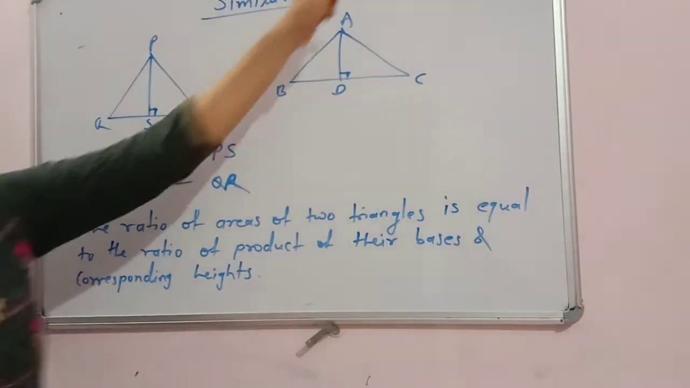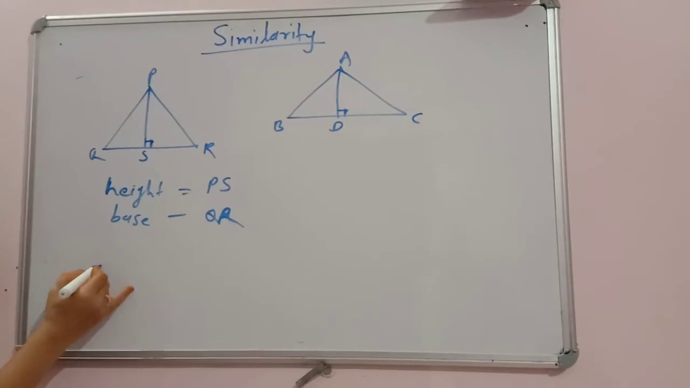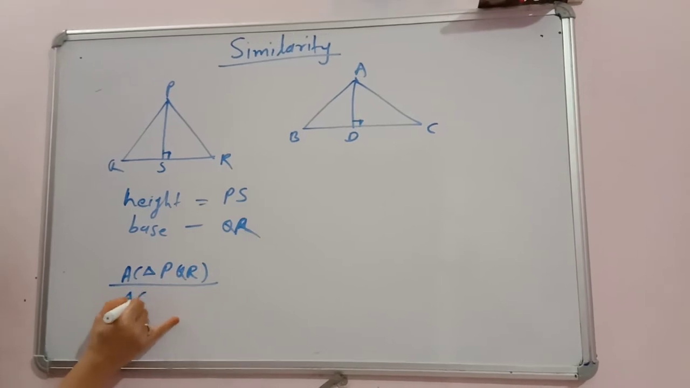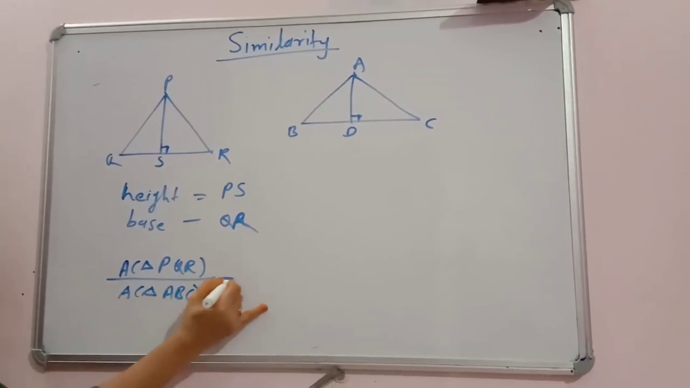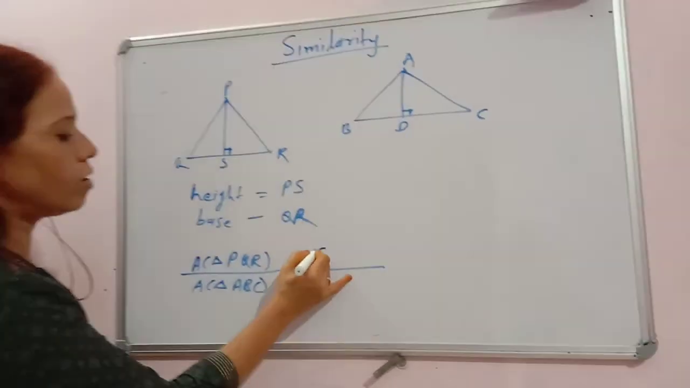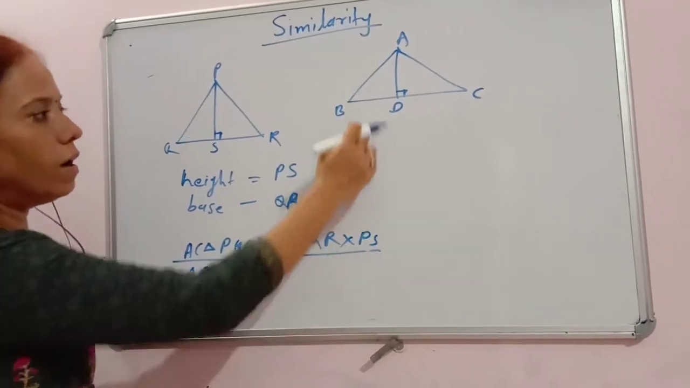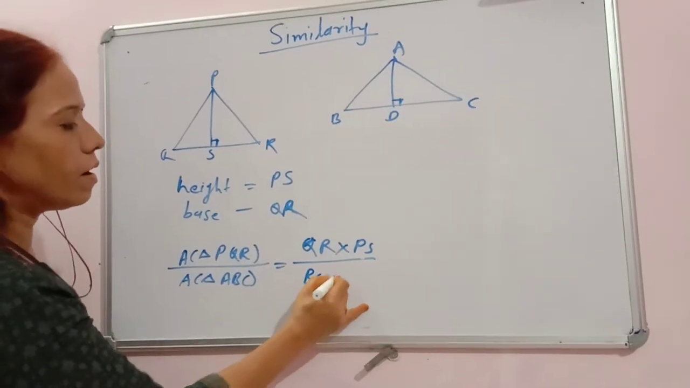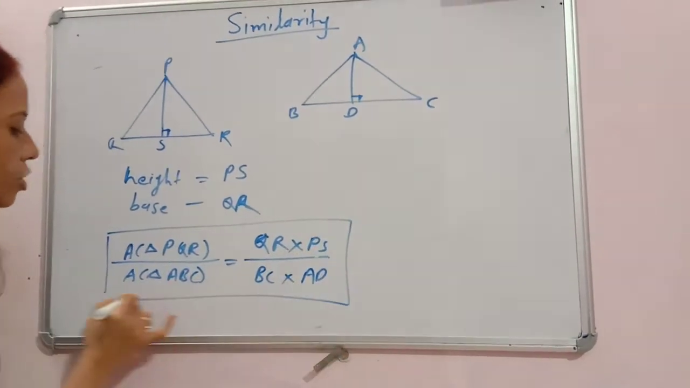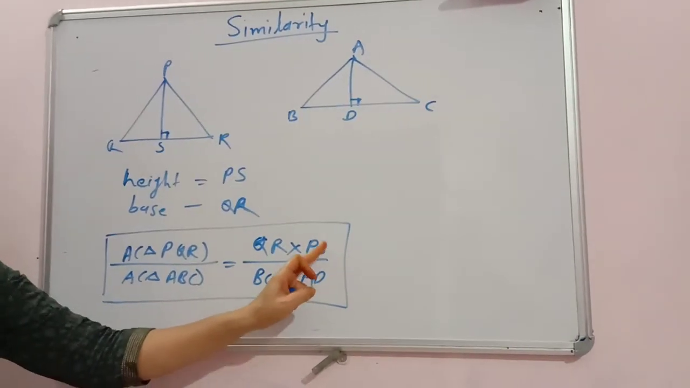And if I have to find out the ratio of their areas, then you have just studied that the ratio of areas of two triangles is equal to the ratio of the product of their bases and corresponding heights. So its base is QR, height is PS. The product of base and corresponding height. Again, the product of its base BC and corresponding height AD. So this is an important property, that the ratio of areas of two triangles is equal to the ratio of the product of their corresponding bases and heights.